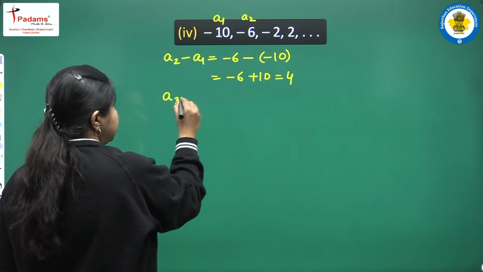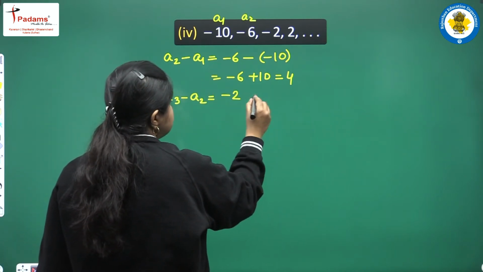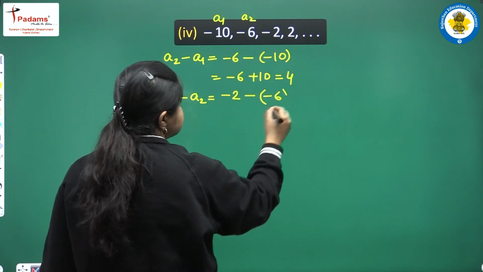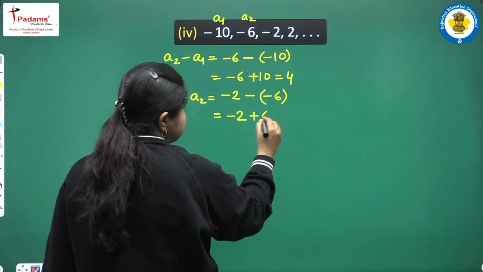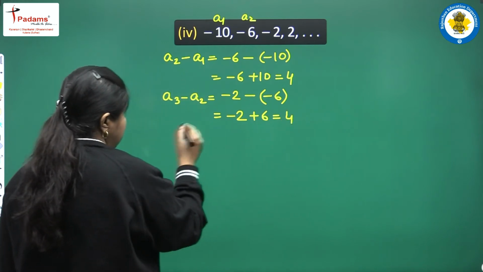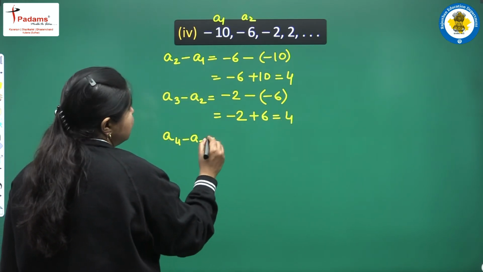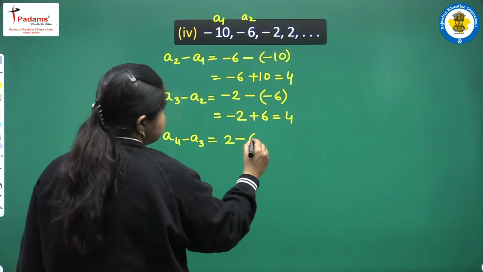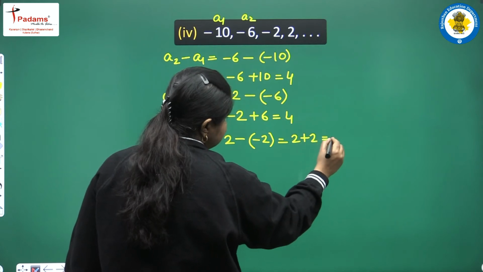Then A3 minus A2. Third term is minus 2, then minus, and now the second term is minus 6. This is equal to minus 2 plus 6 equal to 4 again. We next take A4 minus A3. Fourth term is 2 and then minus the third term which is minus 2. This is equal to 2 plus 2 equal to 4 again.